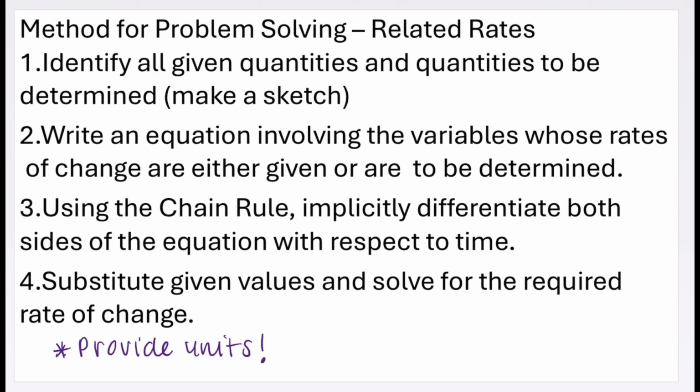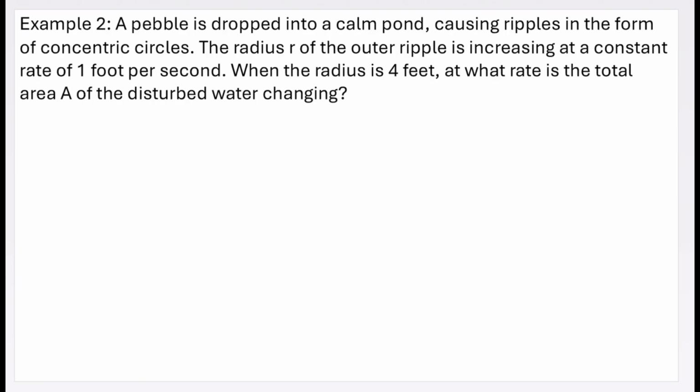So let's go ahead and look at a problem that involves geometry. A pebble is dropped into a calm pond, causing ripples in the form of concentric circles. So it's like a circle within a circle within a circle. So you have the ripples going outward. The radius r of the outer ripple is increasing at a constant rate of 1 foot per second. When the radius is 4 feet, at what rate is the total area of the disturbed water changing?